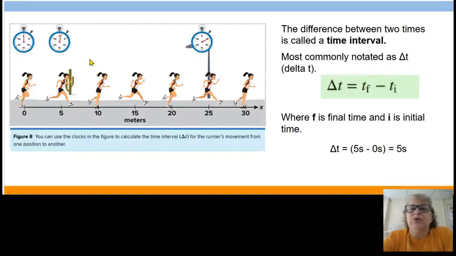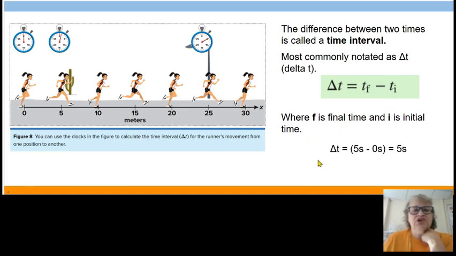The difference between two times is called a time interval, most commonly noted as delta t. There's that delta sign again. Remember, delta means the change in, and in this case, it would be time. Okay. And so delta t, change in time, is the final time minus the beginning time. Okay.